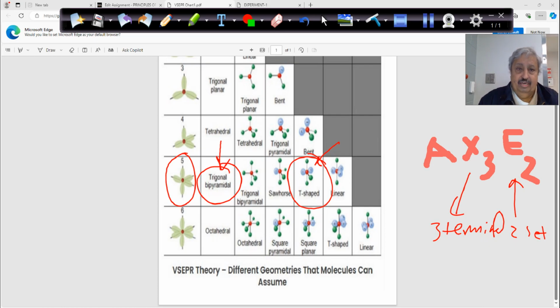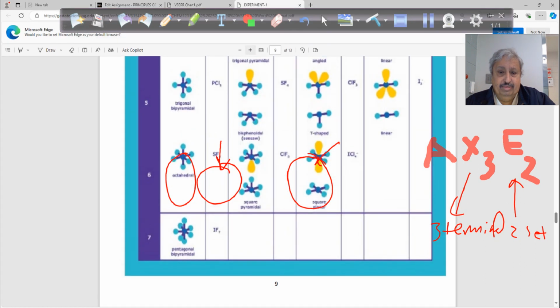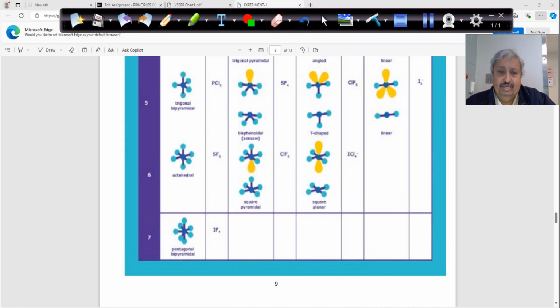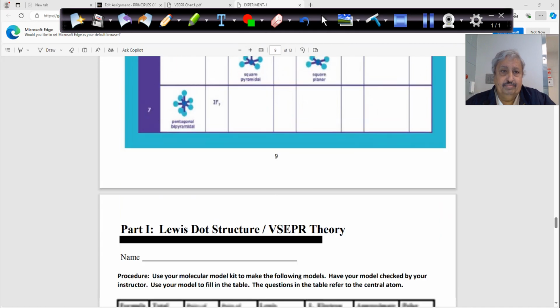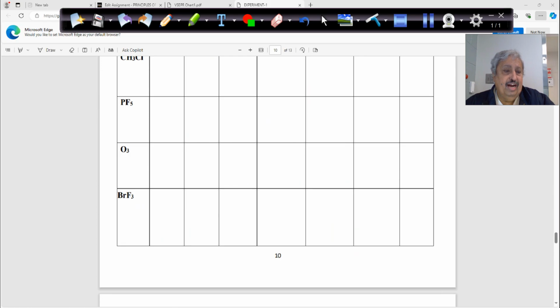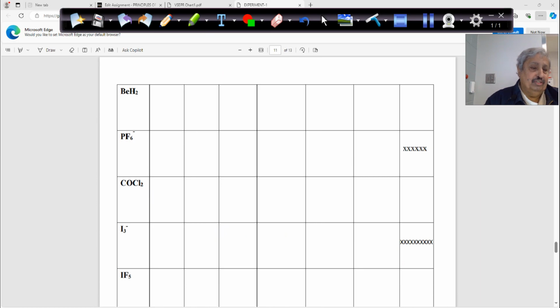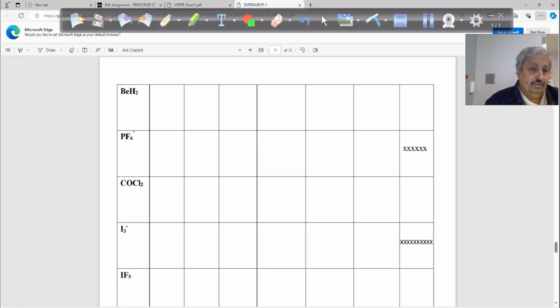So, let's go and look at the next ones. Make a picture of this, guys. We have PF5 and O3, and then we'll call it off, and you can do the rest. The rest you don't have to do a model, but you have to find the total valence electrons, draw the Lewis structure, and determine polar or non-polar, correct?